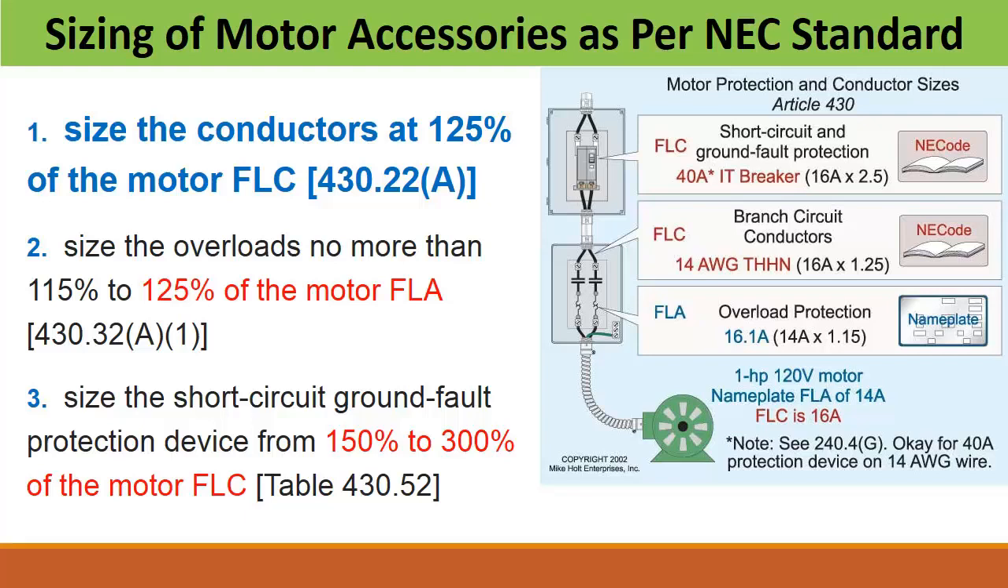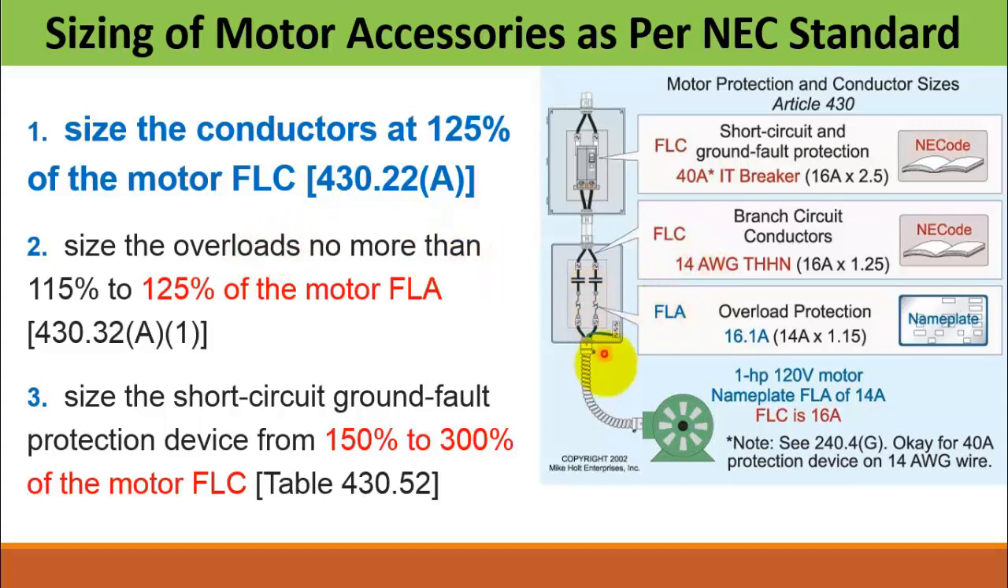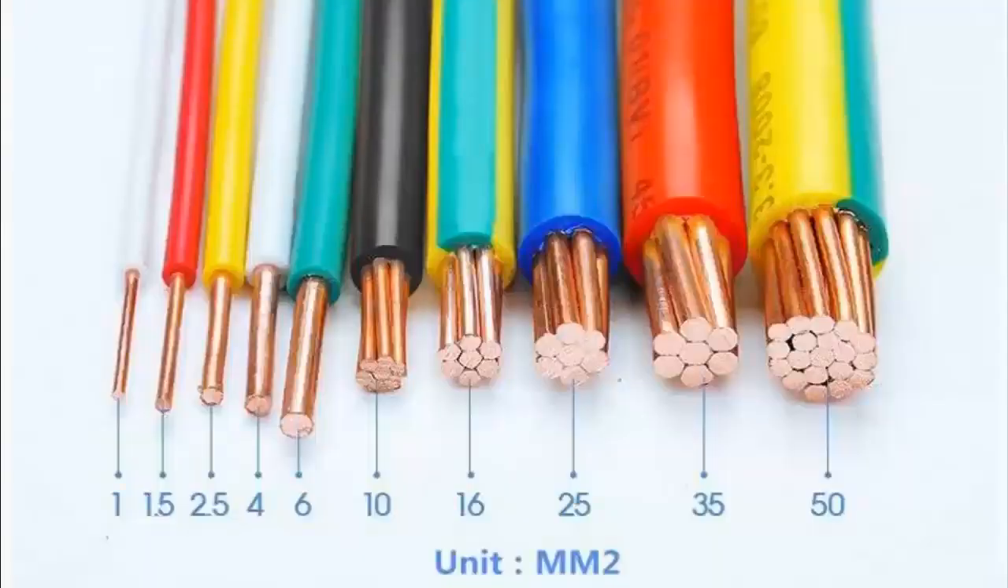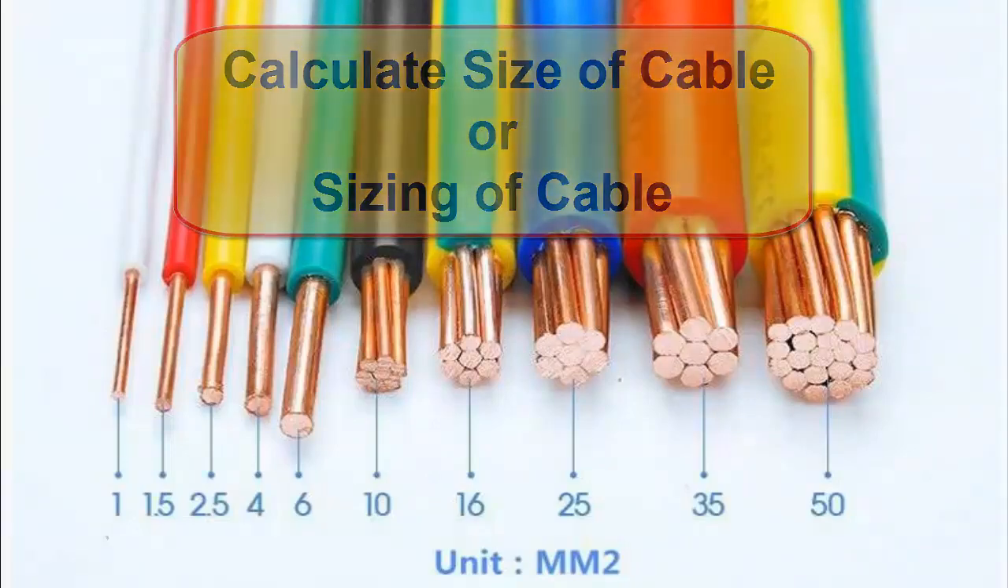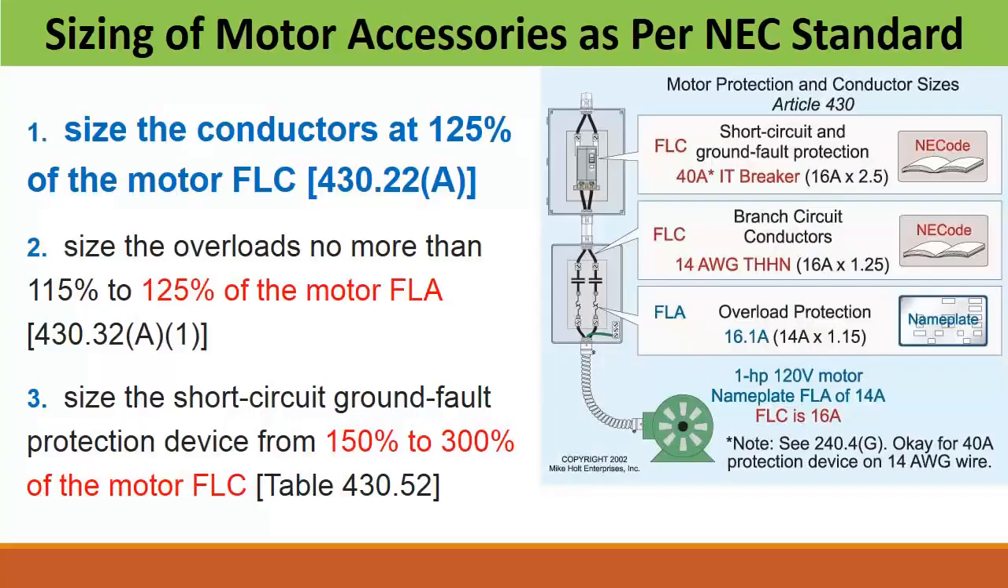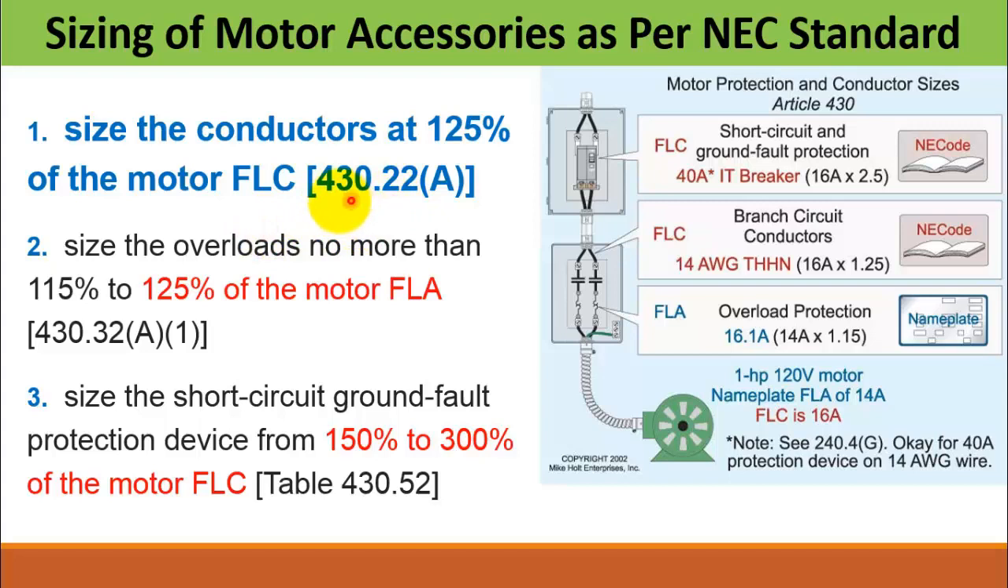In my previous video, we have learnt how to size circuit breakers and overload for different types of loads, especially motors. In this video, we will learn how to calculate cable size, or in other words sizing of cable. As per NEC standard, the size of conductor or cable shall be 125% of full load current. But this is not as simple as it looks. It requires some more calculations.